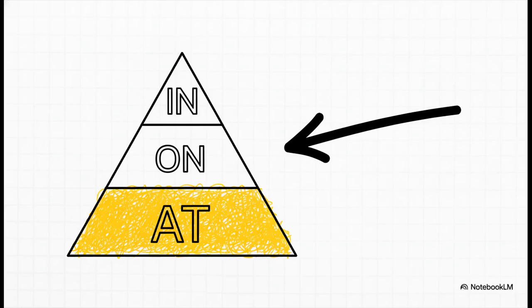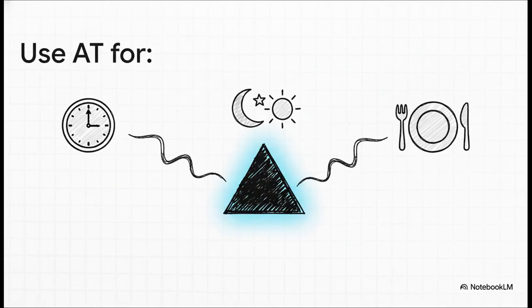And that brings us to the very bottom, the most precise, sharpest point of our pyramid, and that is at. At is for the smallest, most exact points in time. We're talking clock times, like at 5 p.m., specific moments of the day, like noon, night, or midnight, and even meal times, like at lunch. These aren't long periods, they're like a single dot on a timeline.